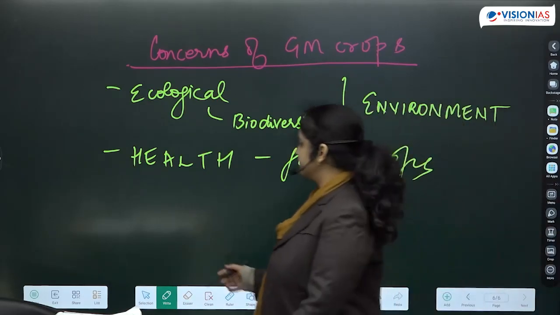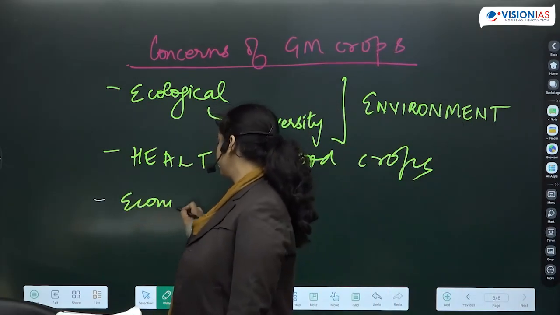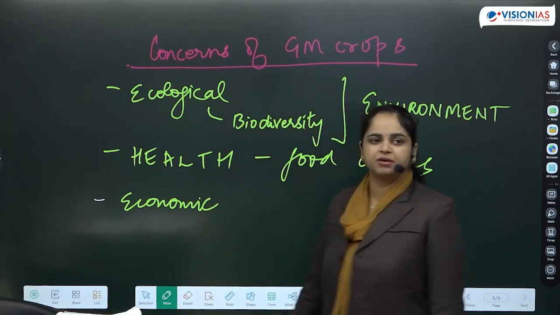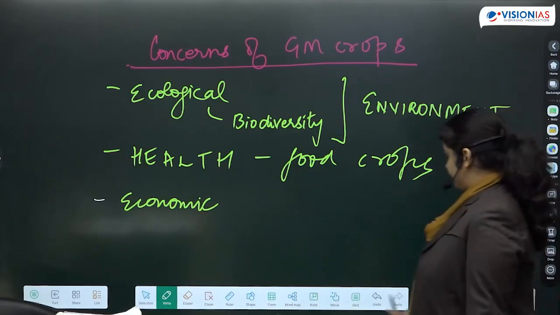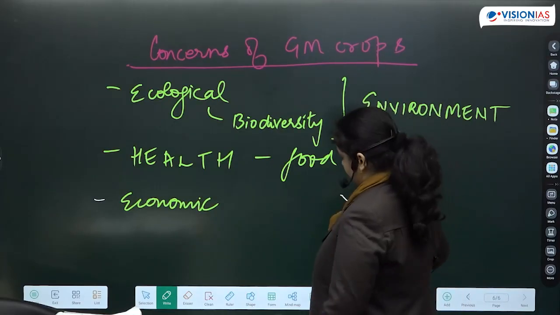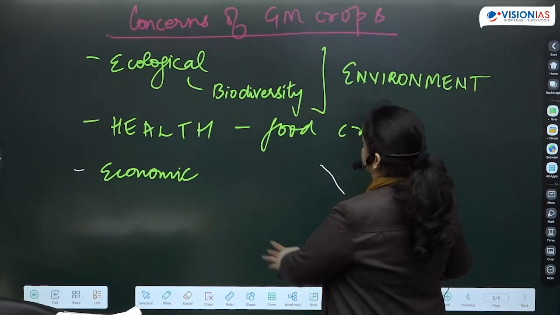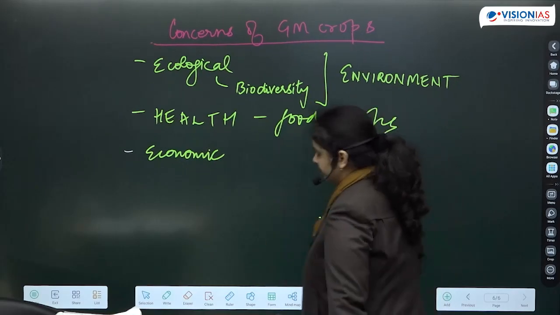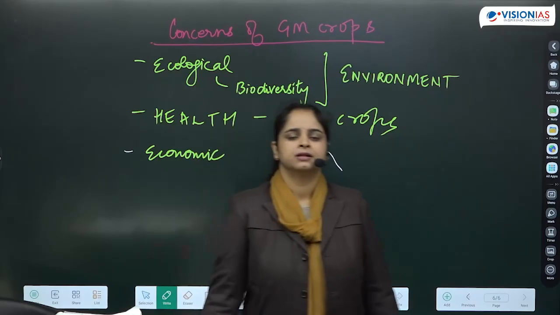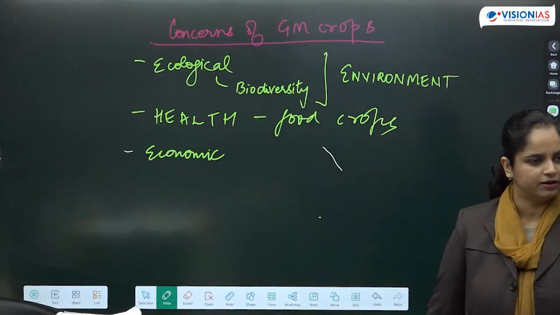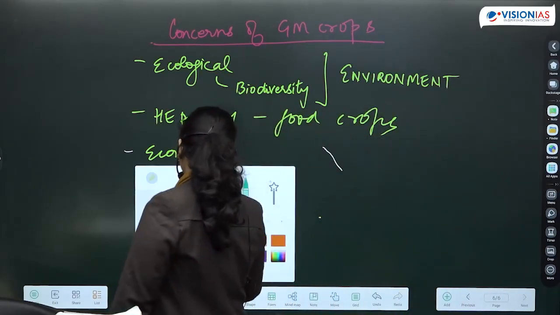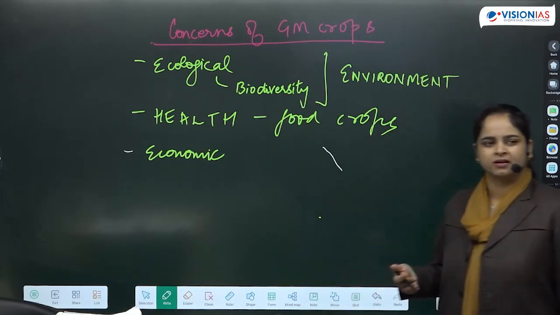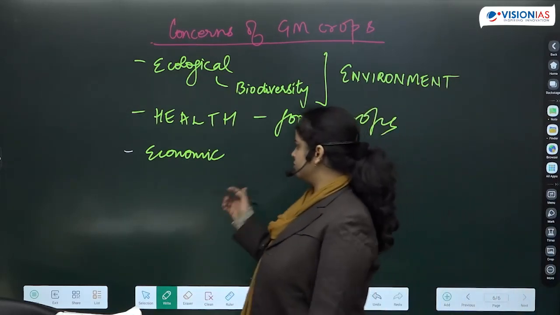You'll also have concerns on the economic front. See, anything which is being prepared using technology, that's going to increase its cost. So it is going to be expensive. And because a lot of this research is happening in the private sector, and because a lot of these GM crops are created by different multinational companies, there is a problem of how they will be regulated. And I'll give you one example here. So there are a lot of controversies which keep coming up around this whole idea.